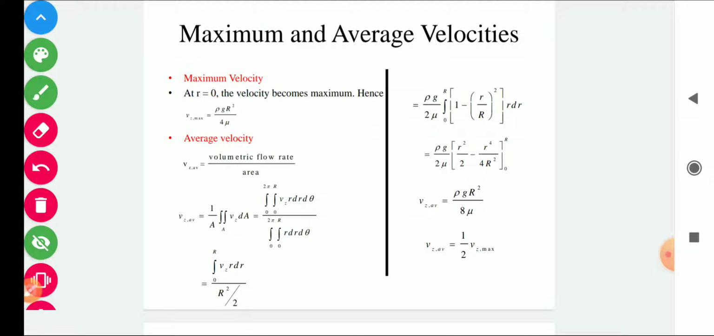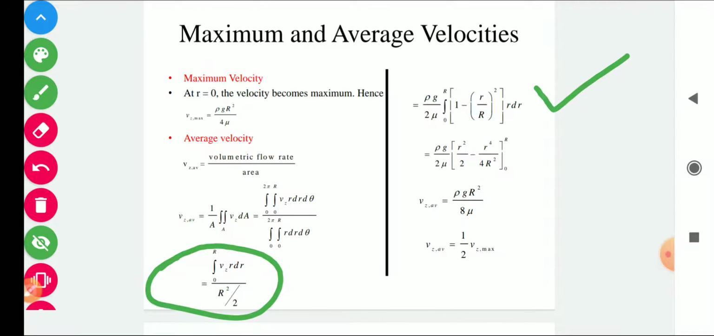Now put the value of area and volumetric flow rate in this equation. Finally you will get this equation, and after integrating with respect to theta, this equation will be reduced to this form. Now replace this Vz which we calculated in our previous slide. So replace this Vz in this equation, and then we will get this equation, and then integrate this equation and you will get this equation.